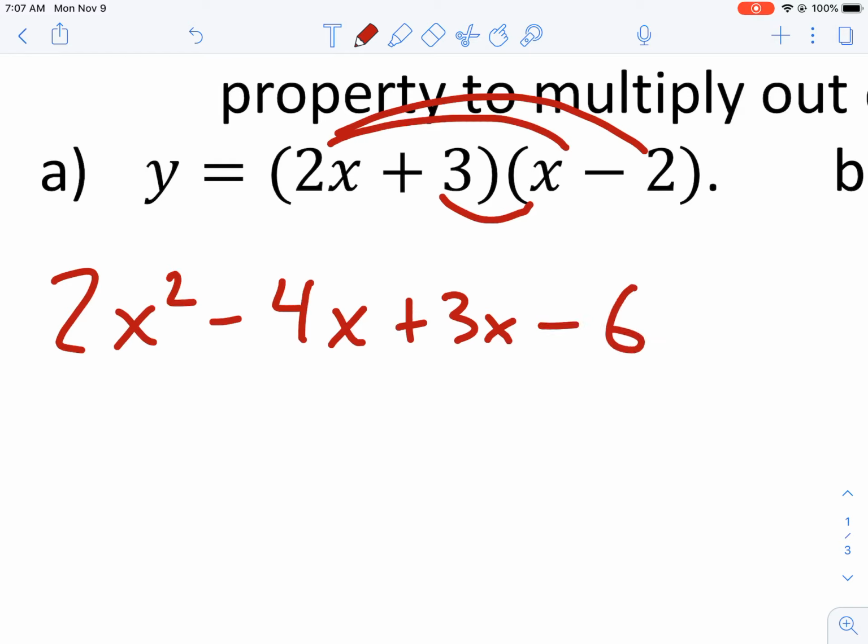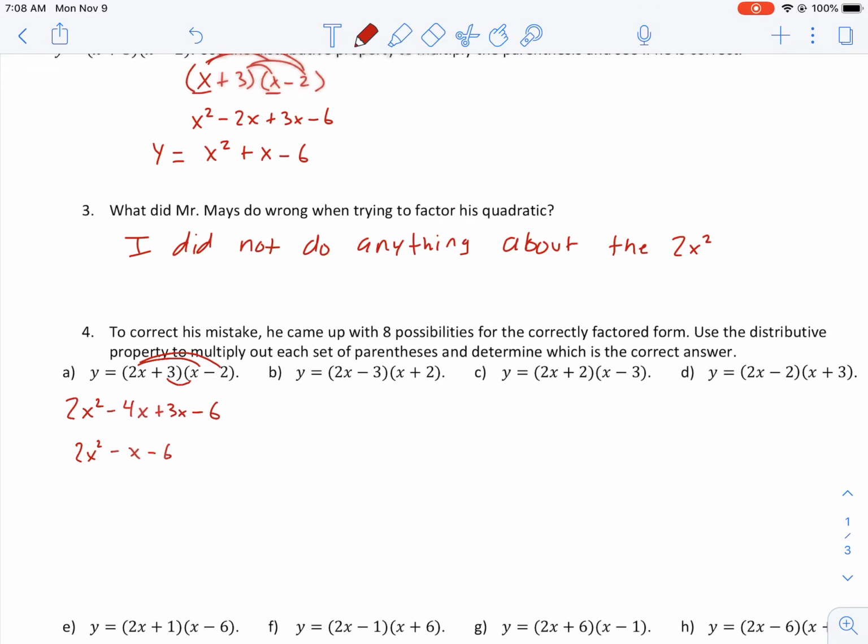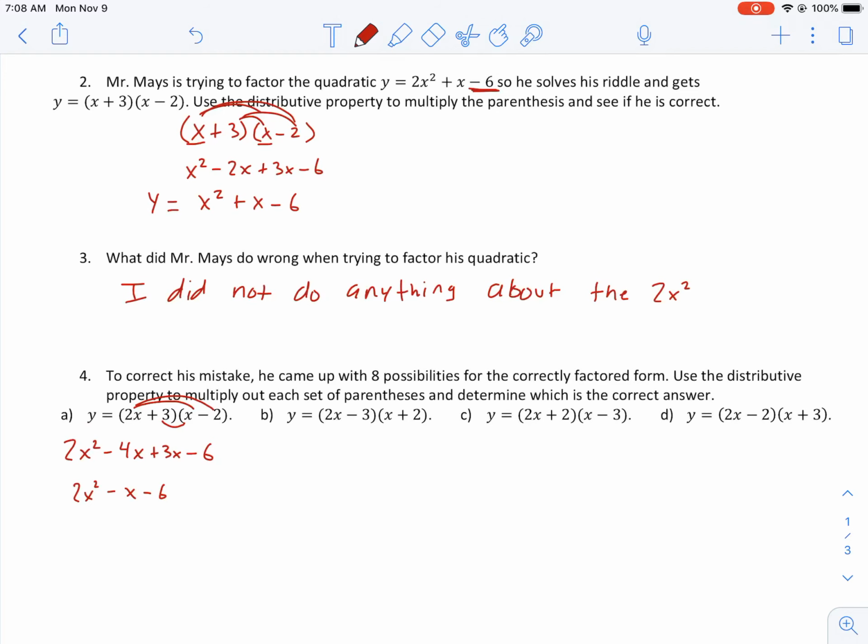So notice the only thing that's different here is this term right here, right? Because this 2 got multiplied by this 2. So it's not just minus 2x, now it's minus 4x. Okay, so that does change things. So now we've got 2x squared, negative 4x plus 3x, that's minus x minus 6. So was that correct? No, I need it to be plus x. All right, so you kind of think about, okay, what needs to be different then, right?